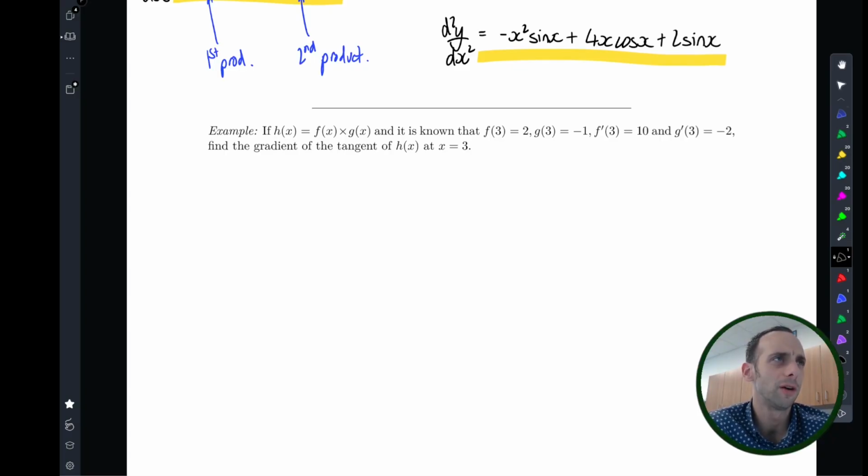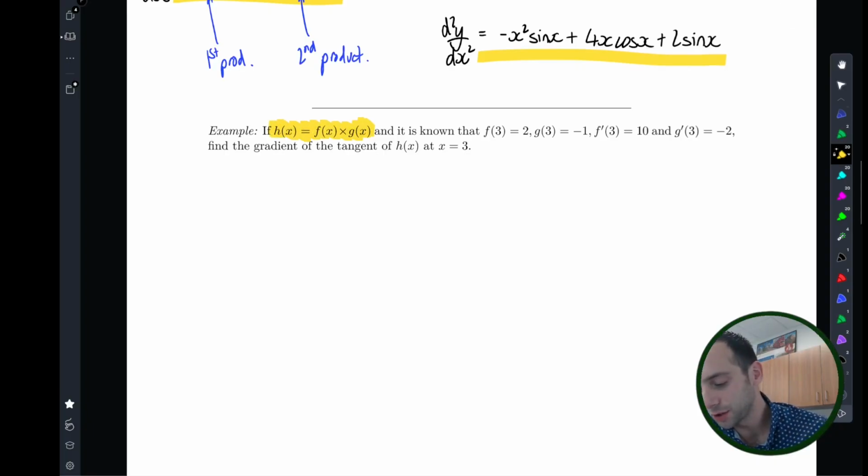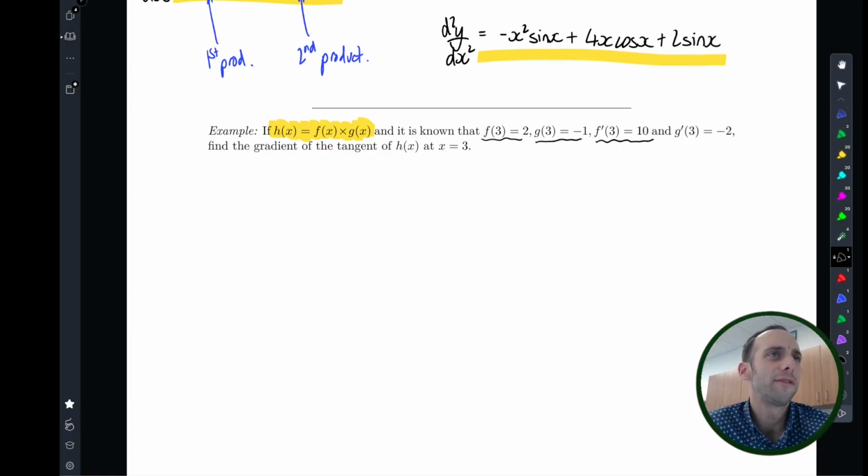So we're told that a function h of x is defined as the product of f of x and g of x, and we're told some information about those functions. So f of 3 is 2, g of 3 is negative 1, f primed of 3, the derivative of f at 3, is 10, and g primed of 3 is negative 2. So we essentially have 4 pieces of information, and as we go through the problem, we're going to make sure we use all 4 of those.